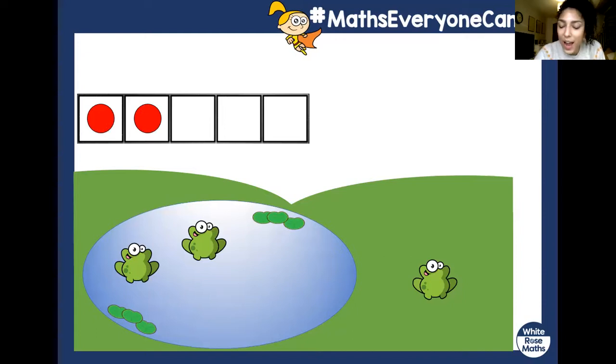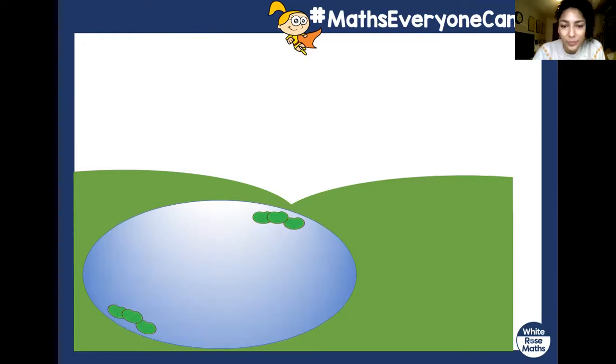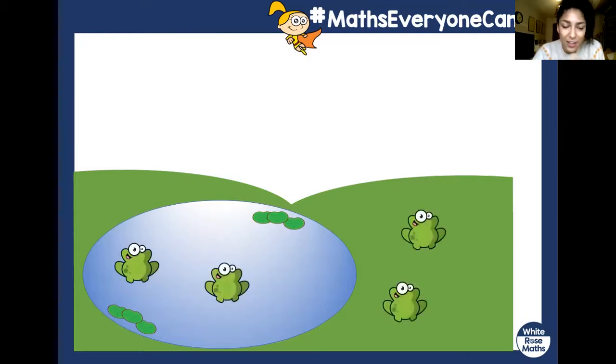And how many on the grass? We're going to use the yellow for the frog on the grass. 1 more. So how many all together? Let's count on the 5s frame. 1, 2, 3. Well done, there are 3 frogs all together because 2 and 1 make 3. Well done. Can you do that on your fingers as well? Good job, children. Well done. 3 frogs all together.